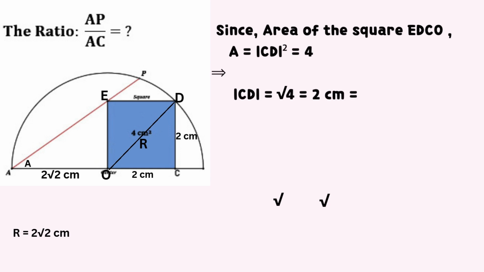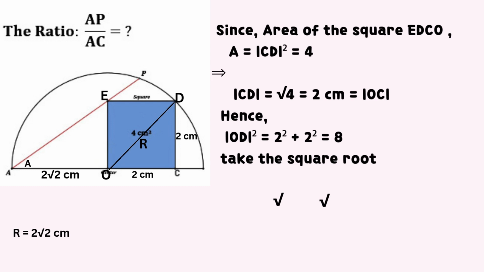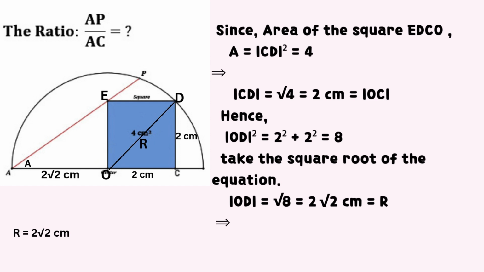Since area of the square EOCD equals the square of line CD, which equals 4, it follows that line CD equals the square root of 4, which equals 2 centimeters. The result is equal to line OC.